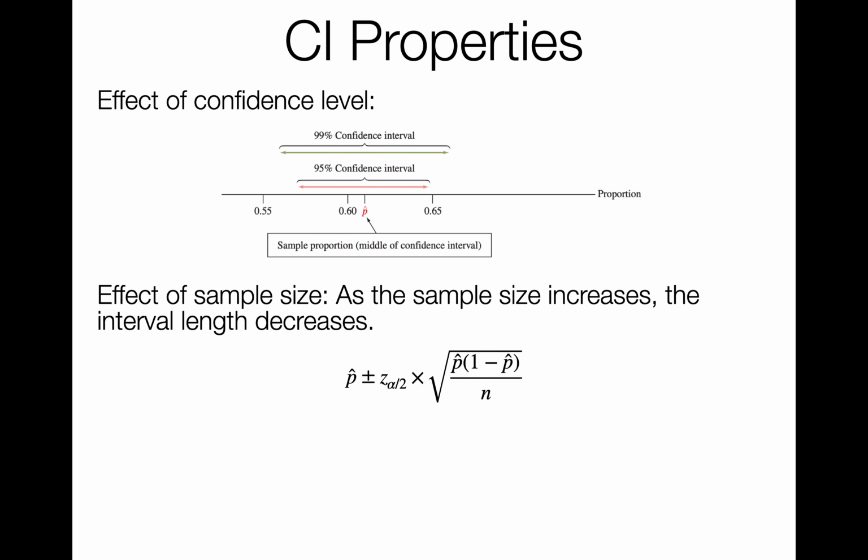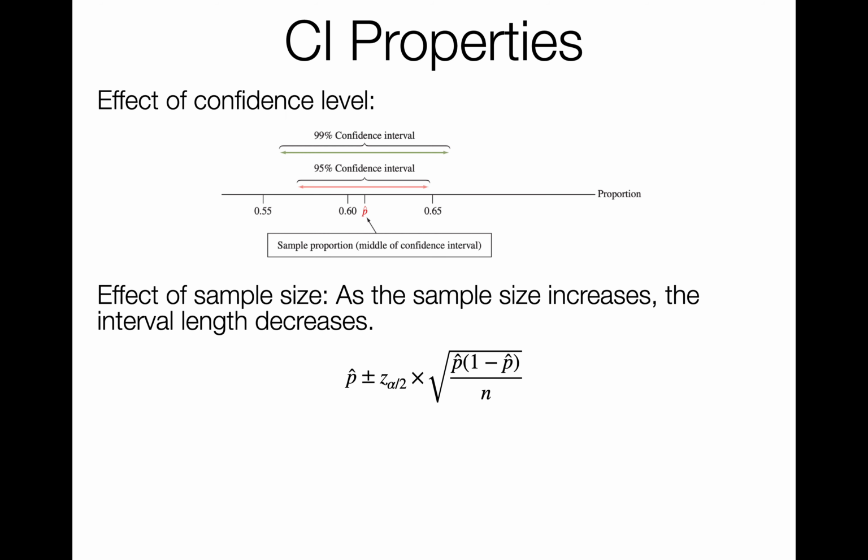That's one, the effect of the confidence level. But there's also a sample size effect, and for this you can look at the formula. As n increases, it's going to make that square root thing smaller. Thus, as the sample size increases, the interval length decreases. These are important things to keep in mind when you actually create a confidence interval in practice.